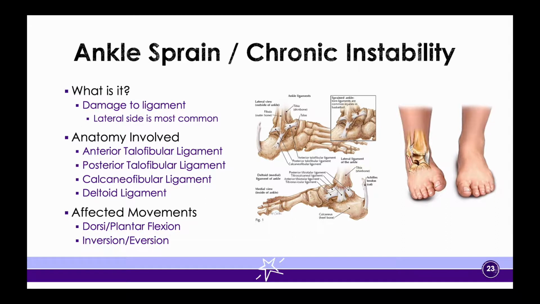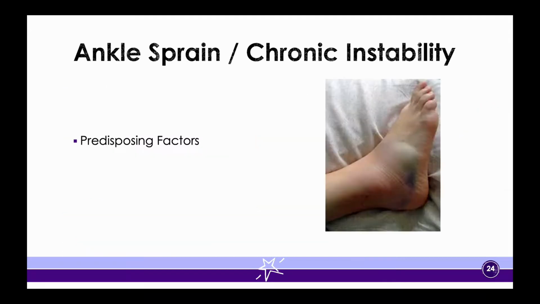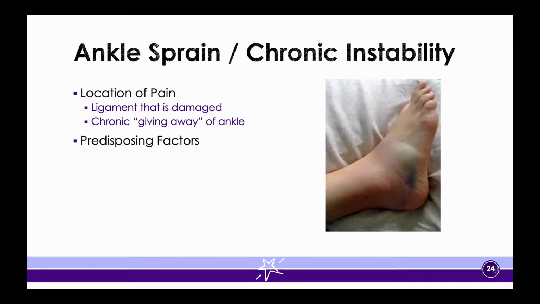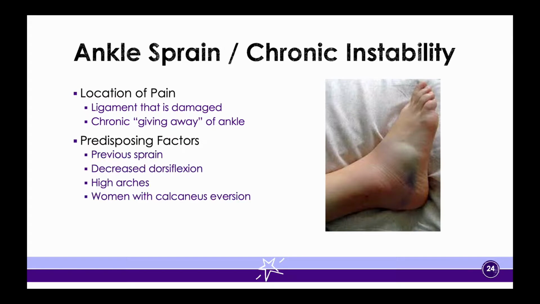So maybe you have an easier time plantar flexing, less range of motion when you are dorsiflexing, and then also for inversion and eversion, that goes the same way. So as far as the location of the pain, it is wherever that sprain was. So whatever ligament was damaged, that's where you're going to have some pain. If it's a chronic instability, you're going to have a feeling of the ankle giving away constantly. And so that's another indication.